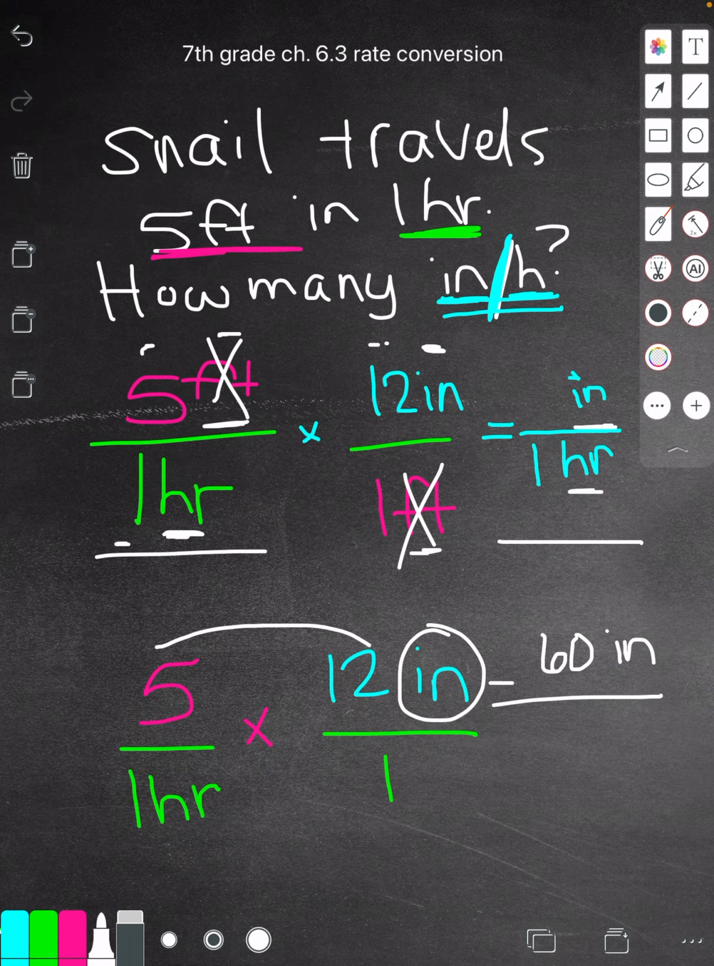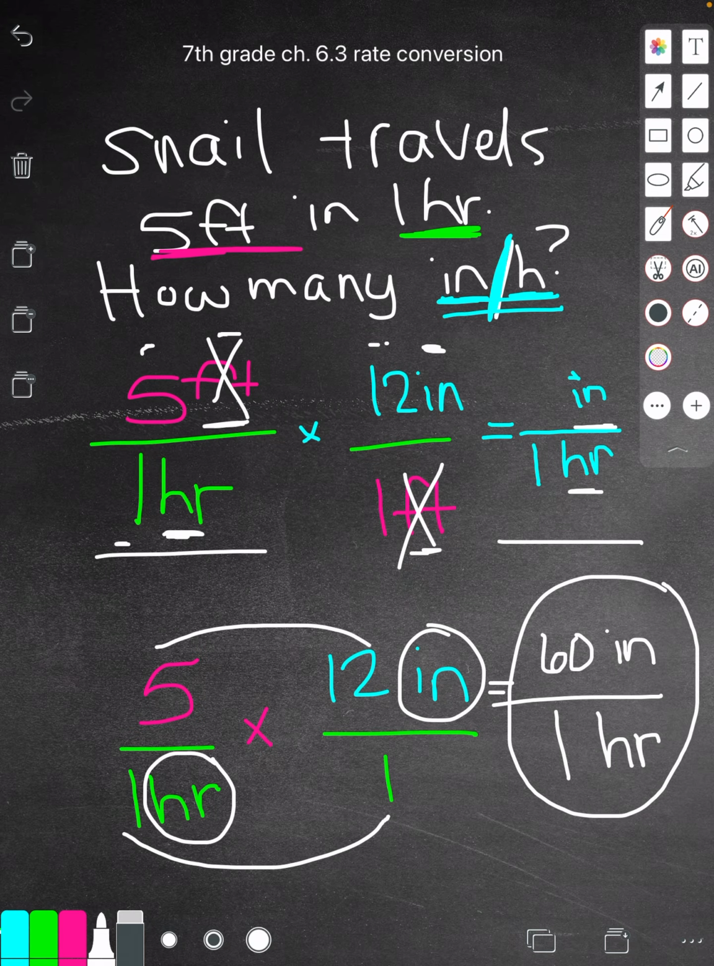Ooh, look at that. 1 times 1 is 1. The only measurement that's left here is hour. So our snail is able to go 60 inches in 1 hour. Is that what we were looking for? Yes, if we go back to the question, it says inches in an hour. So we have changed feet to inches, multiplied across, and ended up with this particular rate. This works perfectly if we can get rid of the common pieces.